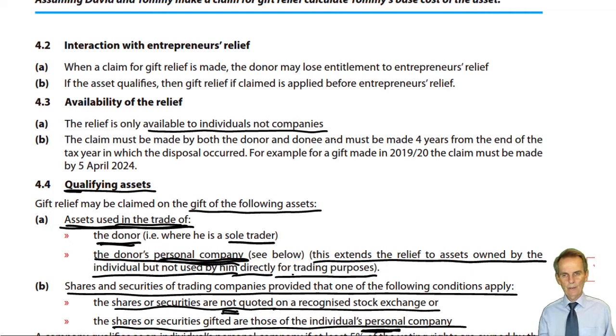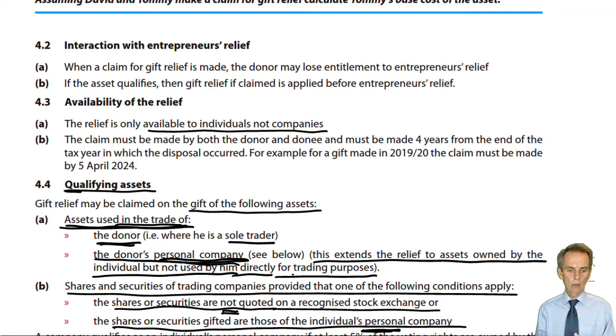Of all the reliefs that we see in this chapter, we've had entrepreneurs relief, rollover relief. Now we're dealing with gift relief. We'll then go on in the final one to look at principal private residence relief. Only one of those reliefs is actually eligible for a company within corporation tax, which we'll see later in our notes, by the way, in a later chapter. And that particular relief is the one we looked at in our previous couple of lectures, rollover relief.